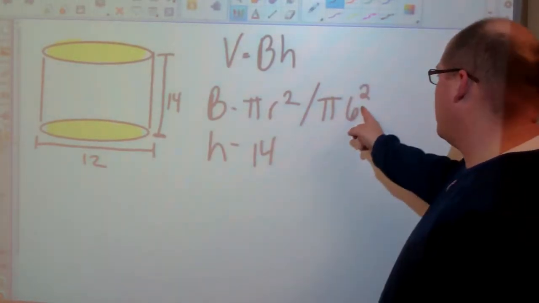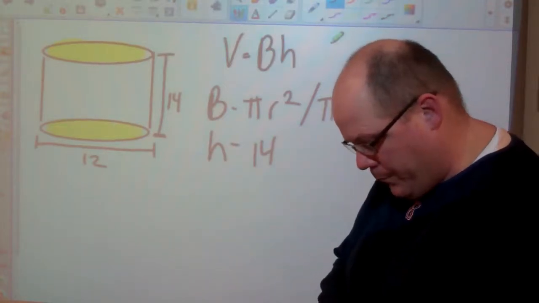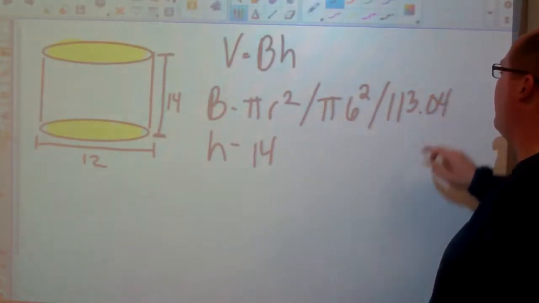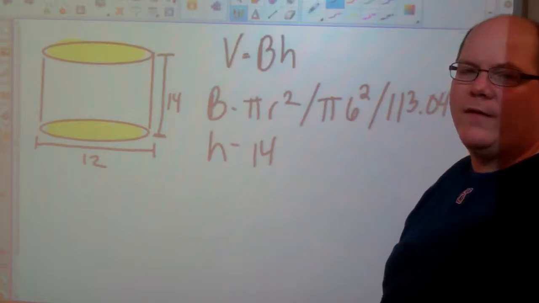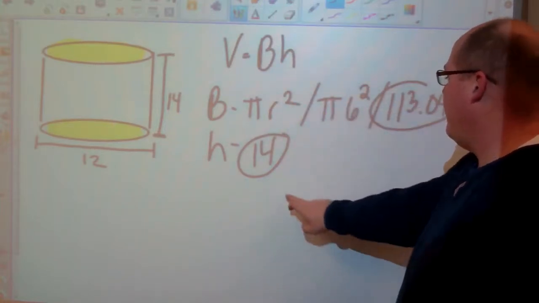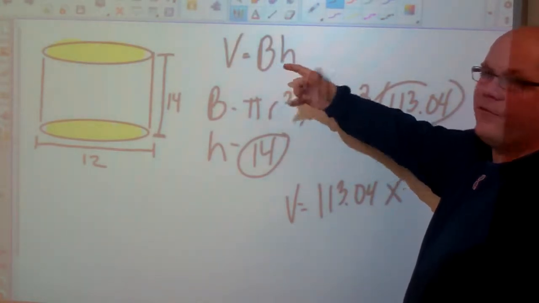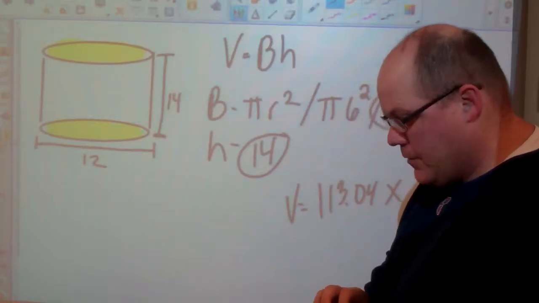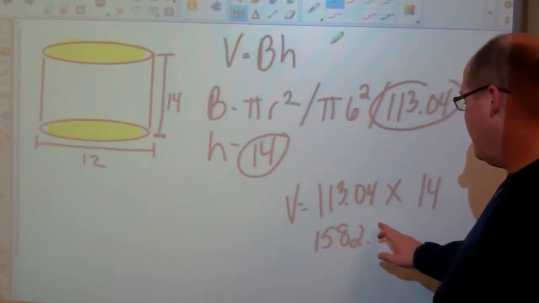So in my calculator, I'm going to square 6 first. That's 36. And then I'm going to multiply that times pi. We're just going to use 3.14. And that's 113.04. We'll wait until the end to round. And then I'm going to take these numbers and put them back into the formula. So V equals 113.04 times 14, since they're together, it's a multiplication process. So 113.04 times 14 is 1582.56. We're going to round to the nearest tenth, so we'll say 1582.6.